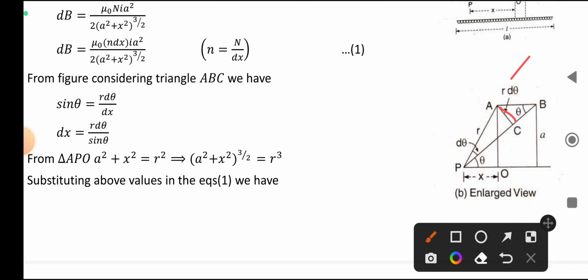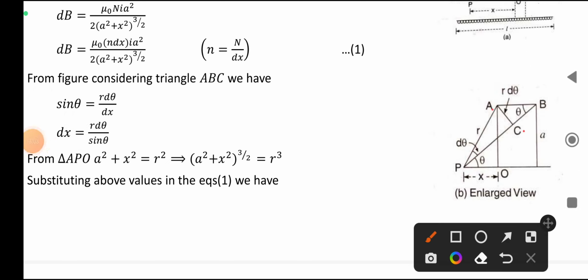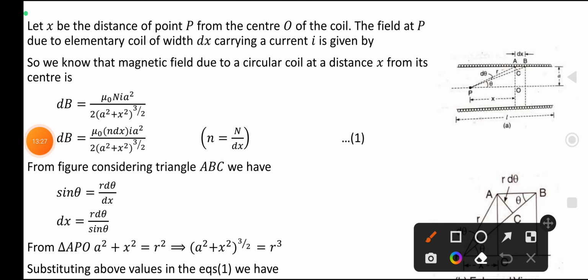Now apply sin theta. We have to apply sin theta only to triangle ABC. This is a right angle triangle where the 90 degrees is present at C, so AB is the hypotenuse, because the side opposite the 90 degrees is the hypotenuse. Sin theta is equal to opposite by hypotenuse. Opposite is r d theta. Hypotenuse is AB, which is the length dx. See here in the diagram, AB is dx only.